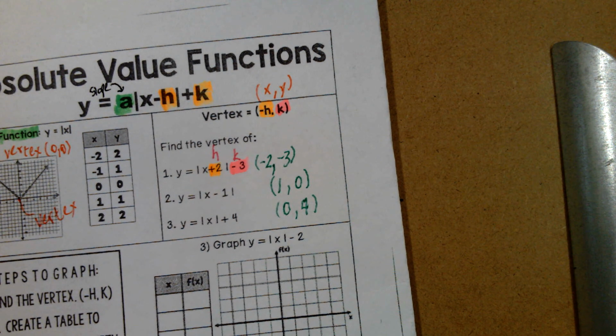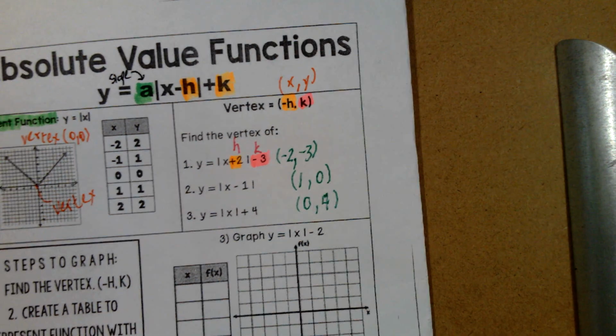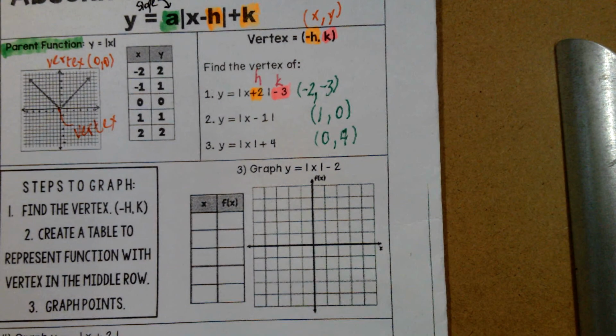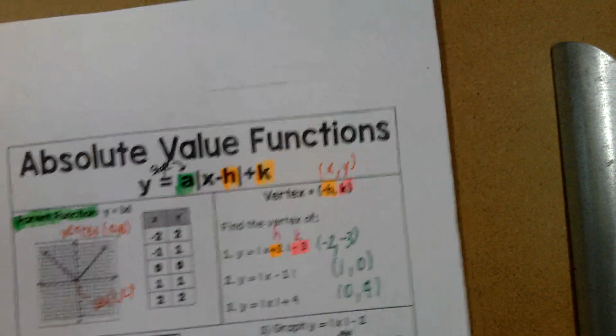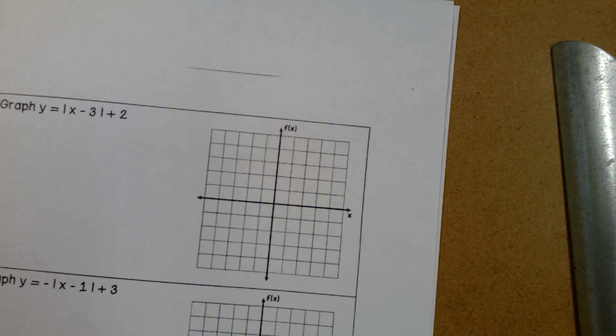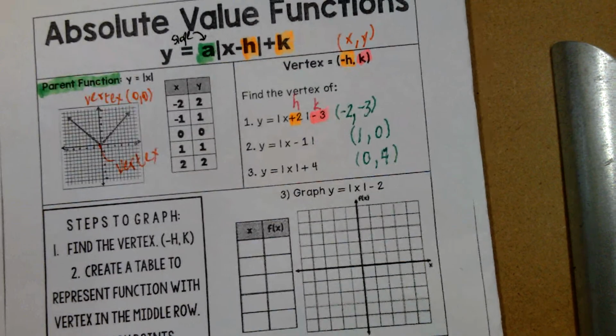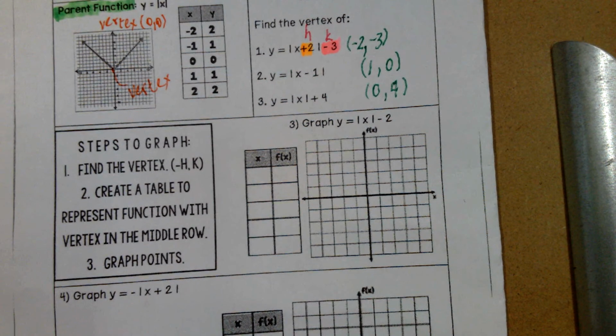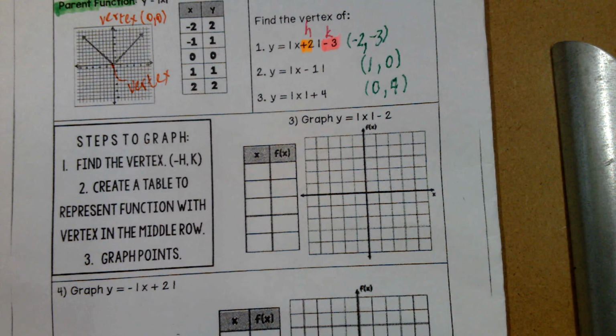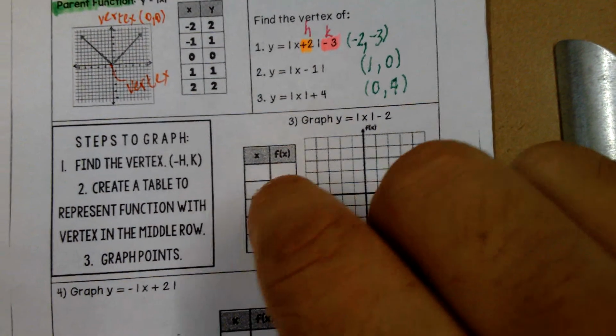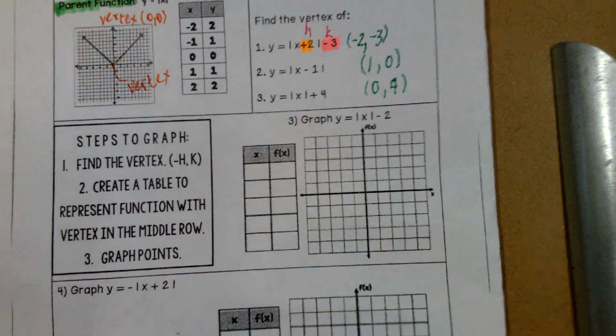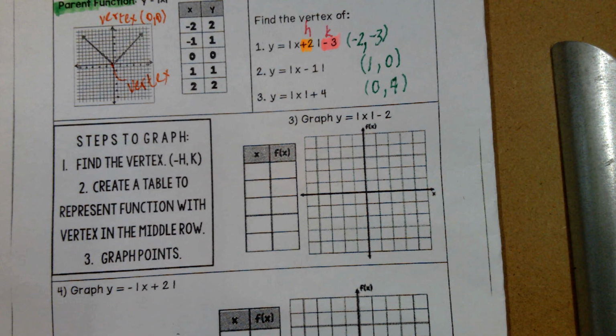Let's go ahead and we're going to do 2 the old-fashioned way with building tables. And then the 2 in the back, I'm going to show you a few tricks. Okay? So let's get started on example number 3. So these are the steps. Find the vertex. Create a table to represent the function with vertex in the middle row. So that's going to be right there. And then graph the points. Okay, that's why we need the ruler.